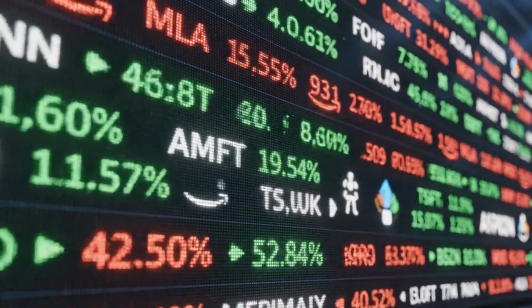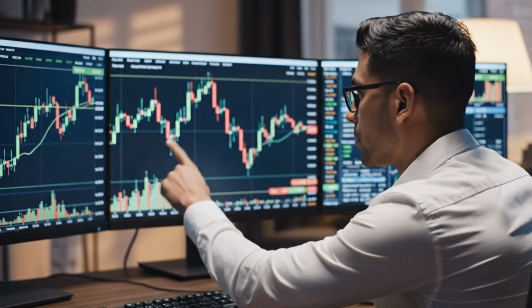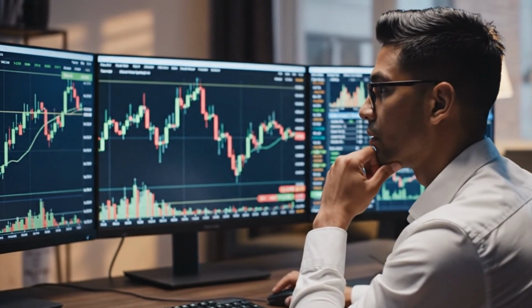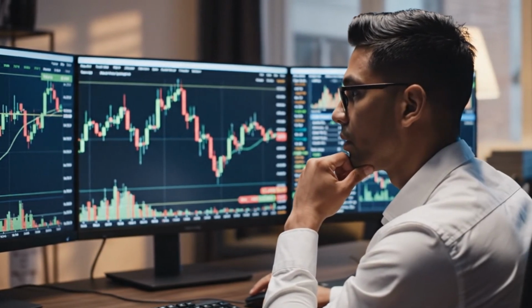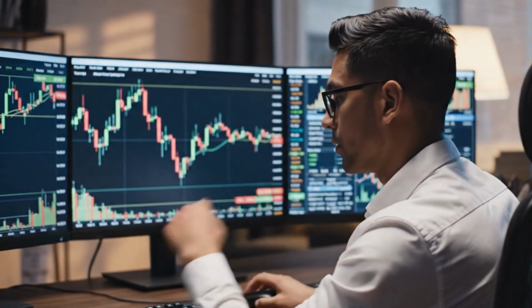Some investors rely entirely on charts. Others spend hours reading financial reports. But after years of researching companies, I realized something important. The best investors usually combine two things: strong fundamentals and market momentum. So in this video, I'm going to show you the exact workflow I use to analyze stocks.